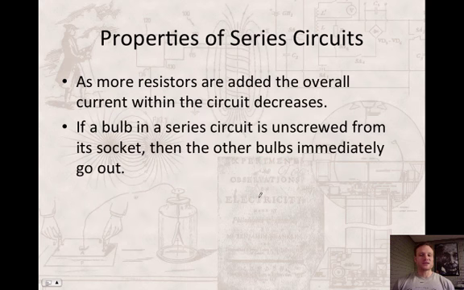So here are some more properties of a series circuit. As more resistors are added, the overall current within the circuit decreases, and that kind of makes sense. As you add more devices to the circuit, there's going to be less current passing through it, or it's going to slow down, okay? And as I've been mentioning in the previous slide, if a bulb in a series circuit is unscrewed from its socket, then the other bulbs will immediately go out because the circuit is now broken.